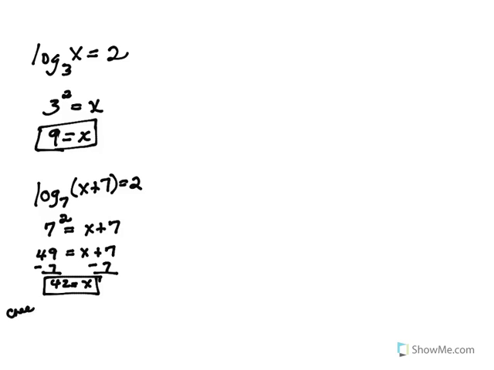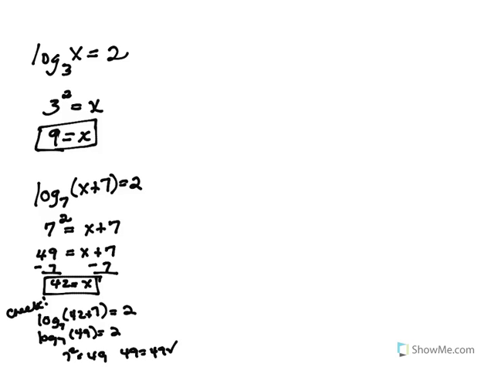So I'm going to check this one just so you can see how it works. This is saying log base 7 of 49 is equal to 2. So 7 squared equals 49. And 49 equals 49. So that's good. And it's correct.